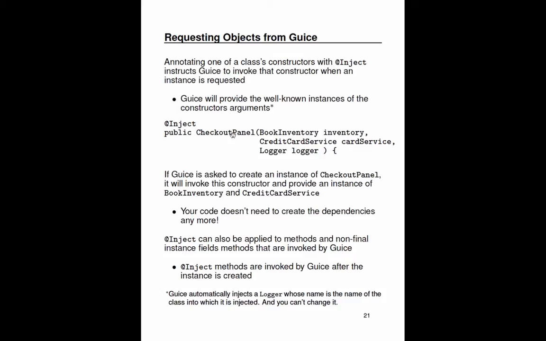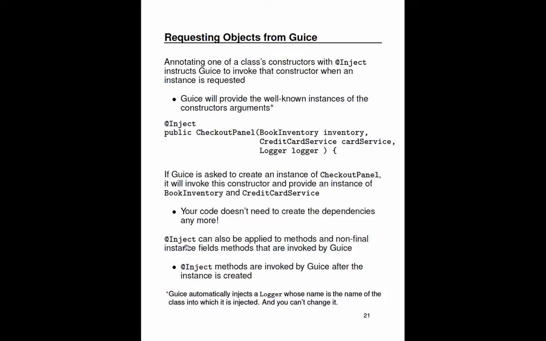And when Guice invokes this constructor, it will then look up the well-known instances of the book inventory interface, the credit card service interface, and the logger that you care about. And the nice thing here is that your code doesn't need to create the dependencies anymore. If you just tell Guice, and we'll see how to do this in a second, okay, this is the book inventory implementation that I want to use, here is the credit card service implementation that I want to use, here's the logger that I want to use, and you figure out how to wire everything together.